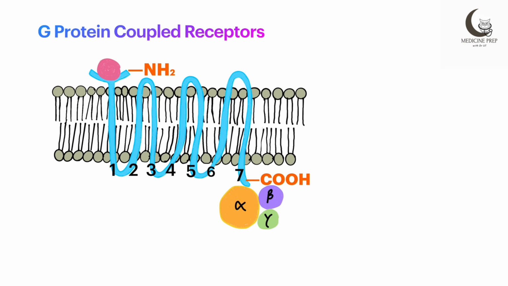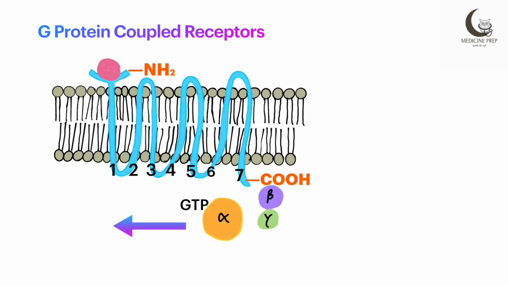Now, G proteins are made up of 3 parts: alpha, beta, and gamma subunits. The alpha subunit is where your GTP or GDP binds. So when your G protein coupled receptor binds to a ligand, it will cause an interaction with the G protein in the intracellular unit. The moment this happens, your GDP is replaced by GTP on the alpha subunit. And this change will make the alpha subunit separate from the beta and gamma subunits.